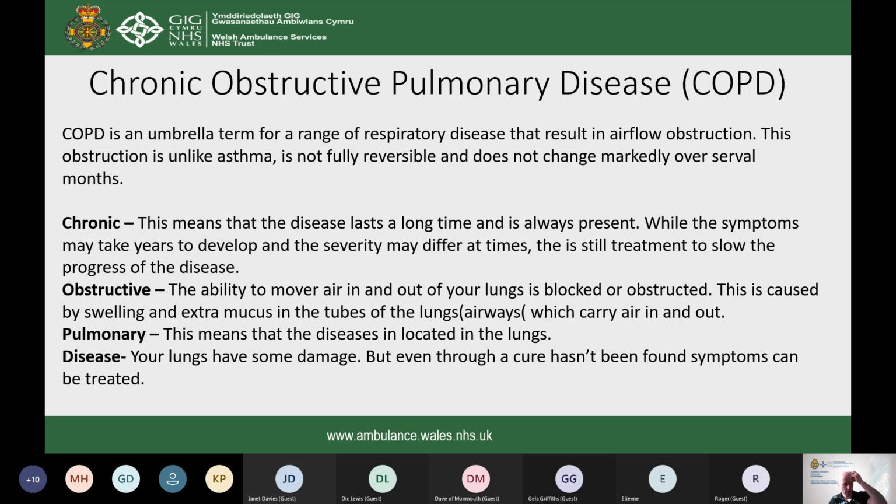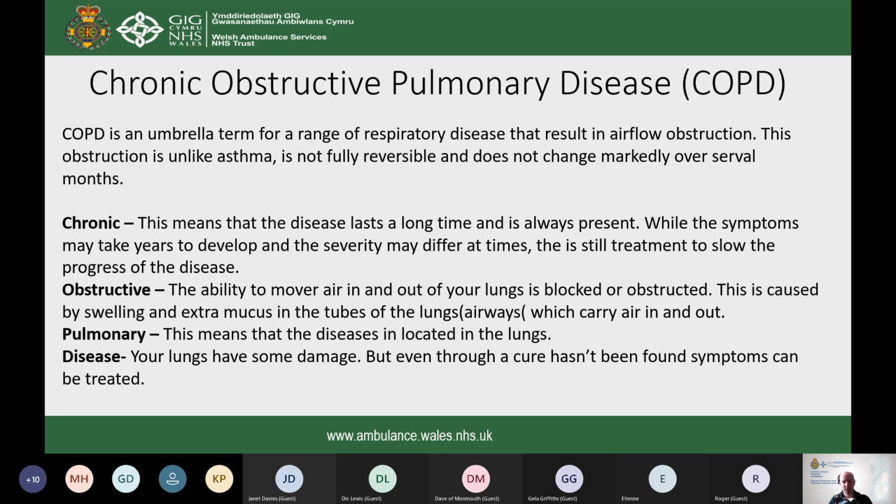So the breakdown of it, chronic. Chronic means it's a disease that lasts a long time, or it's always present. While symptoms may take several years to develop, and the severity may differ at times, it is a chronic condition, and with COPD, it is a kind of terminal condition. But with treatment, it can slow the progress of the disease down, and we can treat the signs and symptoms of that patient.